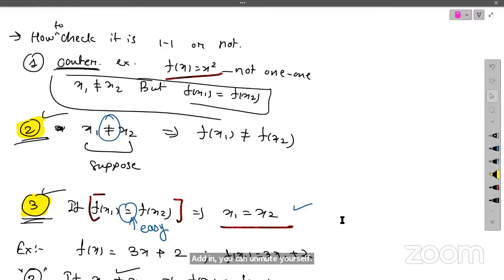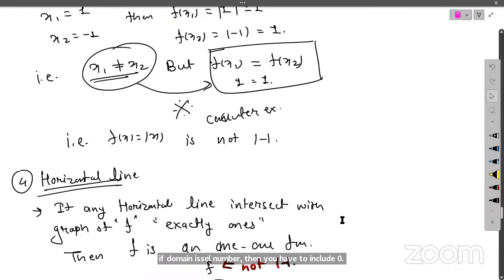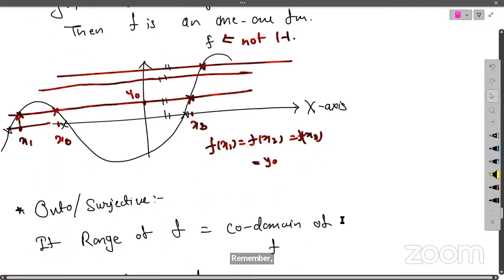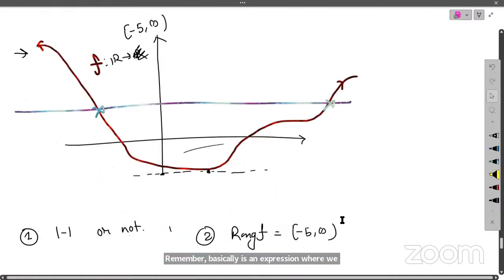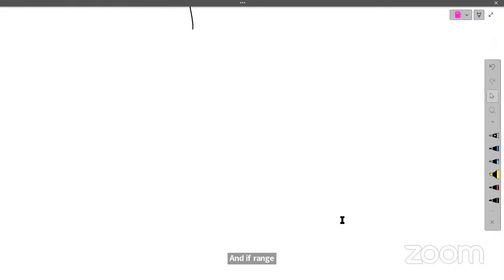If the domain is natural numbers, then you have to include 0. Yes, Aryan. Basically a function is an expression where we put a domain, having a domain, codomain, range, and if every element of the codomain has a pre-image, then it is onto. That means range is the same as codomain.